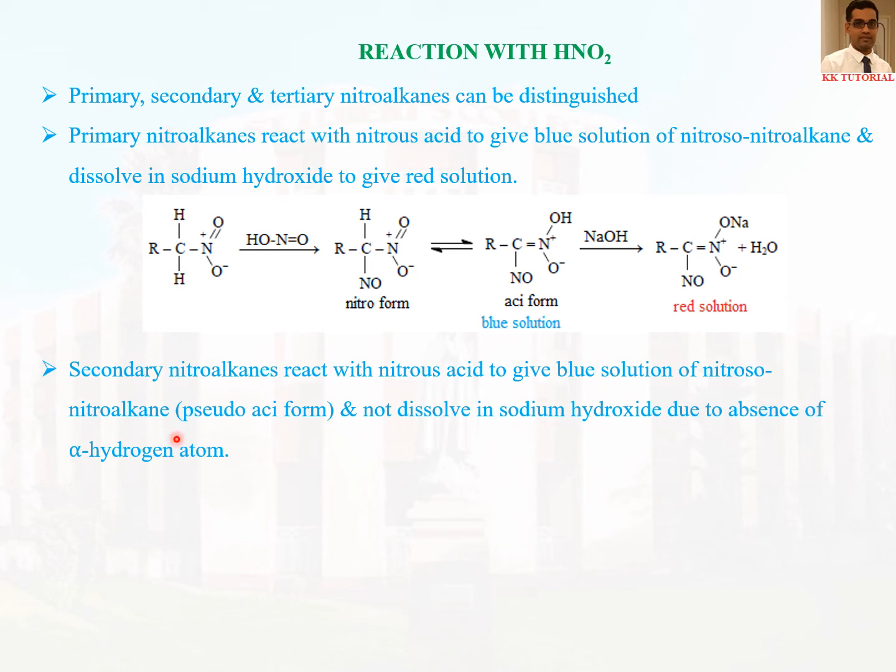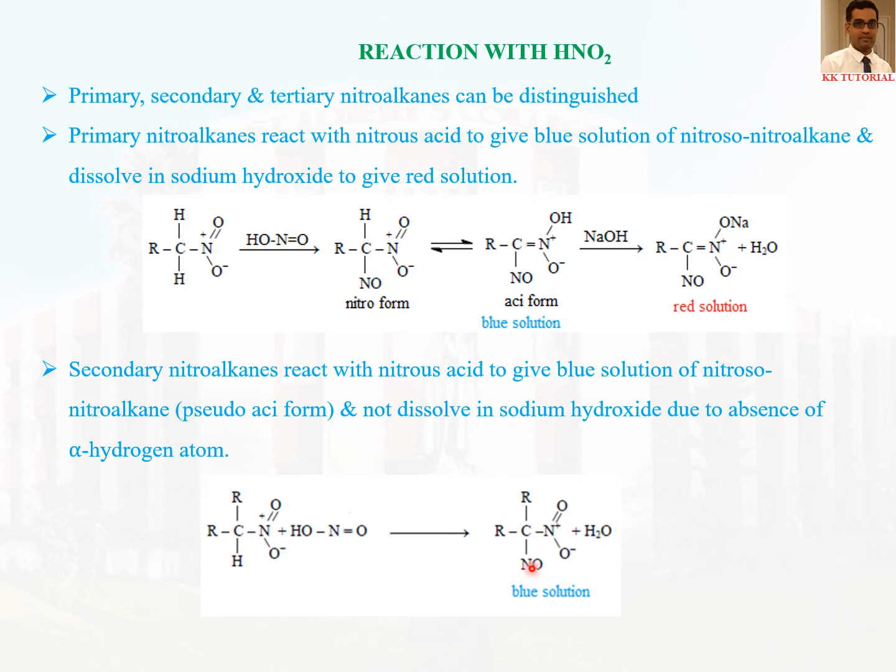Let us see what will happen in secondary nitroalkane. Secondary nitroalkane reacts with HNO2 to give a blue solution of nitroso nitroalkane, and it will not dissolve in NaOH due to the absence of further alpha hydrogen atom. Let us see. So this is secondary nitroalkane. There is one alpha hydrogen atom, so it is replaced by NO. So it is nitroso nitroalkane.